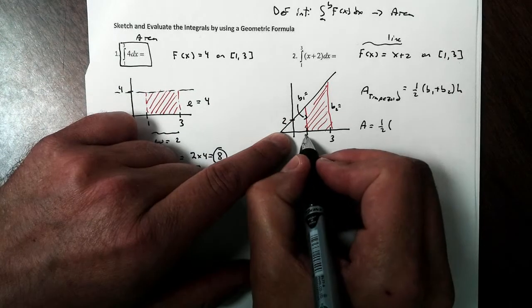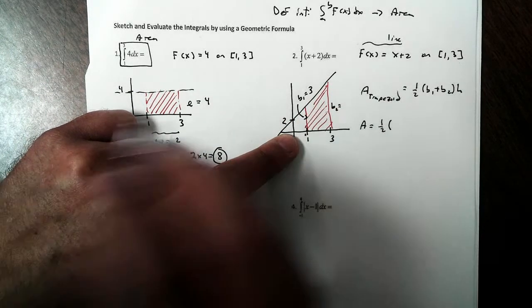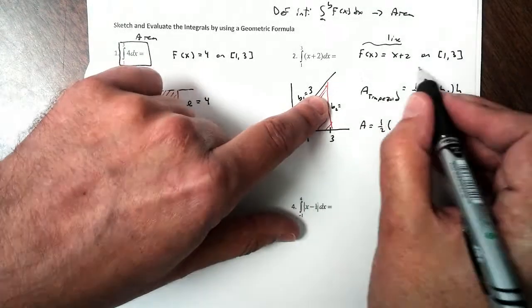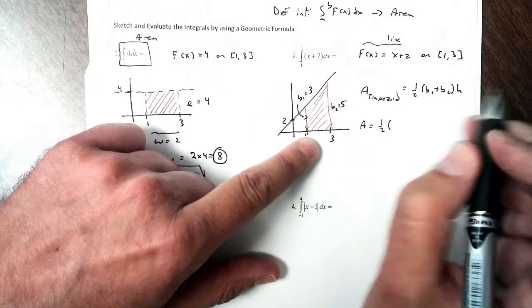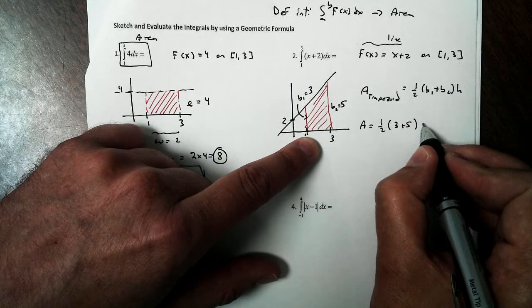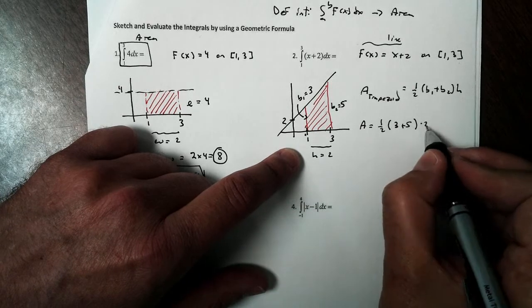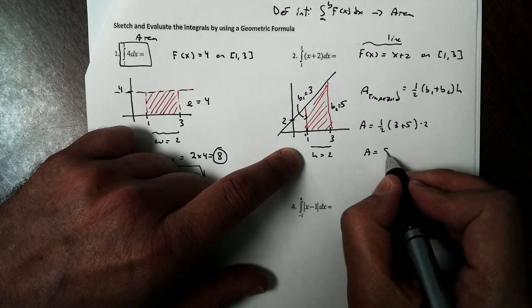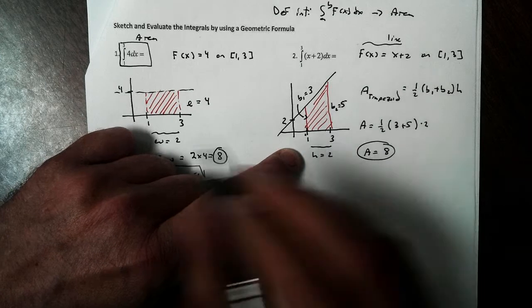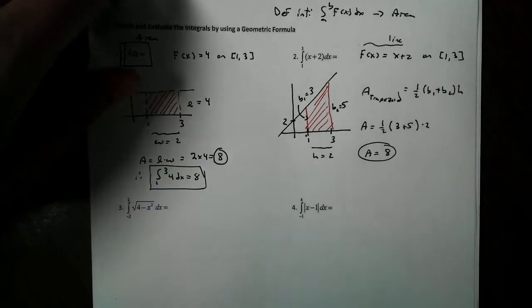Alright, so base 1, I got to find the height here. So that's easy to find. I just plug that 1 into my function. That's just going to be 3. To get base 2, I plug the 3 into my function, and that's 5. So I'm going to get 3 plus 5 for the sum of my bases. Now the height, that's this part down here, which is going to be 2. So of course, if we simplify that, we're going to get 8. The area is just 8. Okay, I promise you not all the answers are 8.